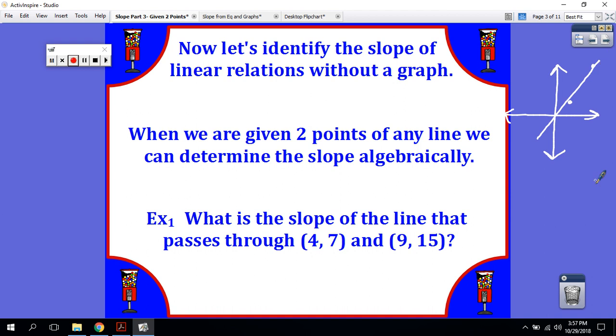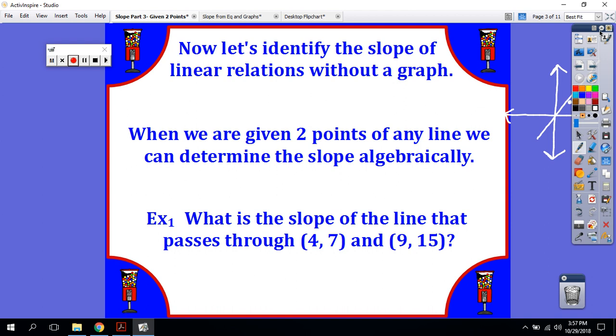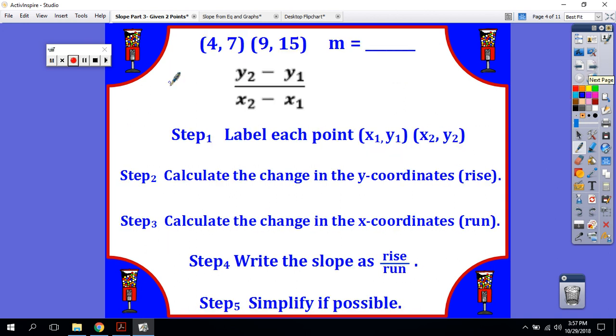But wait, we don't have a graph. They're wanting us to do it without a graph. So we're going to learn how to do it algebraically, where we don't even need a graph. Okay? And we do that by using this formula. On your paper, it's in the box at the bottom. Go ahead and next to it put m equals. This is another way we write slope.